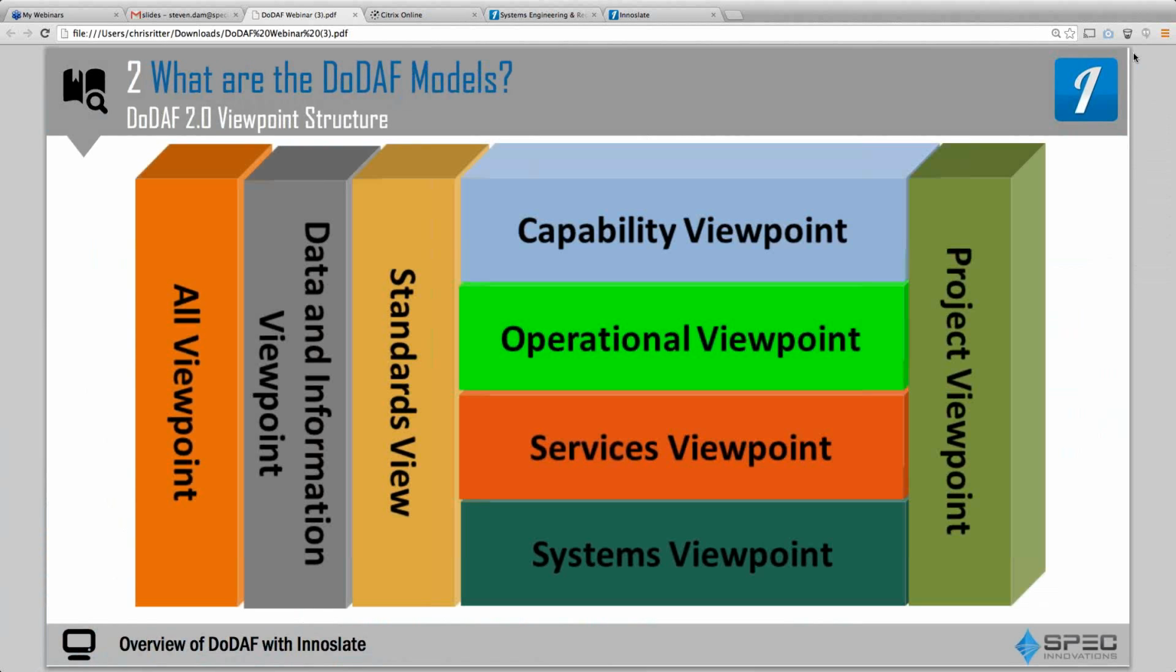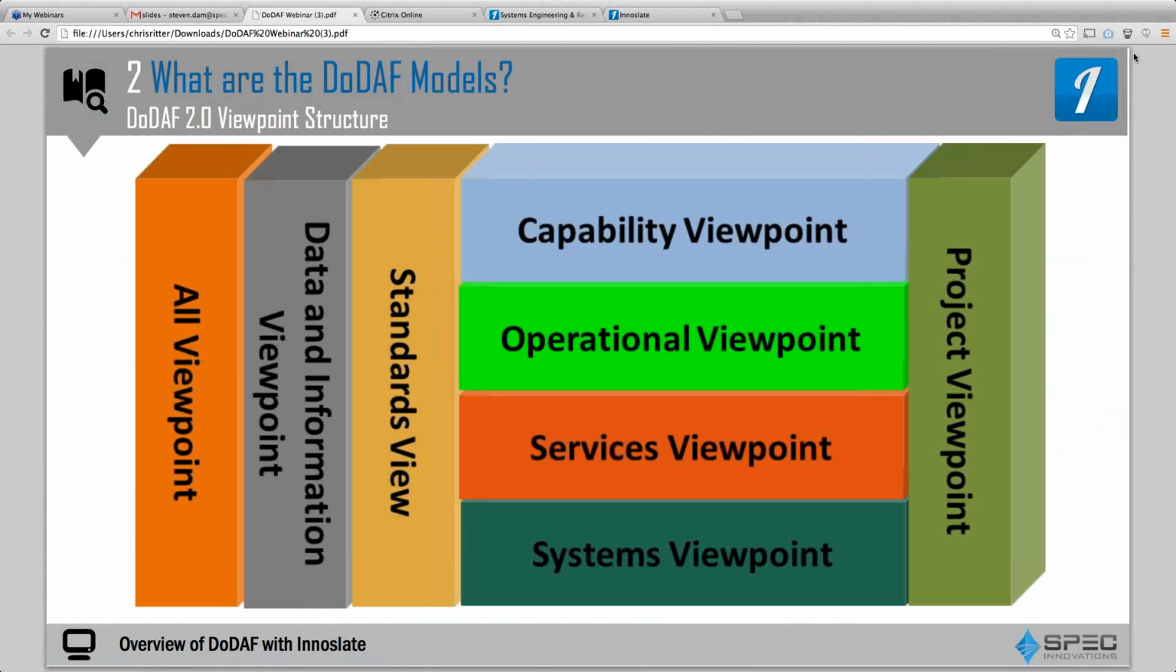So what's the DoDAF 2.0 structure today? Well, they took a more top-down approach, making it more consistent with the JCIDS, the Joint Capabilities approach to developing systems. So the capability viewpoint is the top. The operational viewpoint, remember we saw earlier, was the operator's view. That comes down from that. And of course services were added, or separated out from systems in 1.5, so they would be separate viewpoints. And again, this is meant to be a hierarchy coming down.